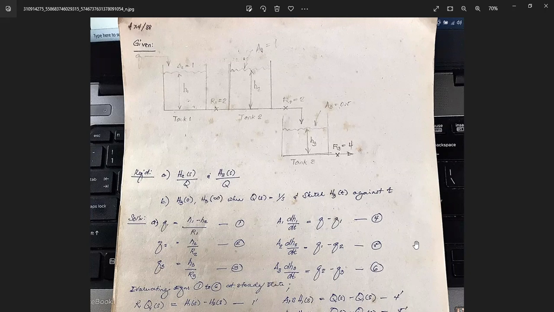Okay, that PDF copy, wait, class, ha? Okay, can you see the screen already, my handwritten solution? Yes, miss. Okay.